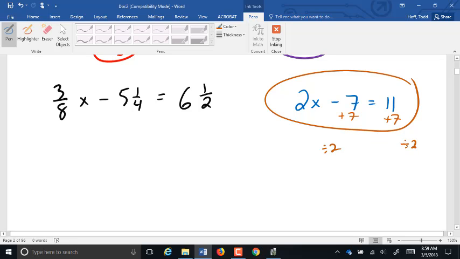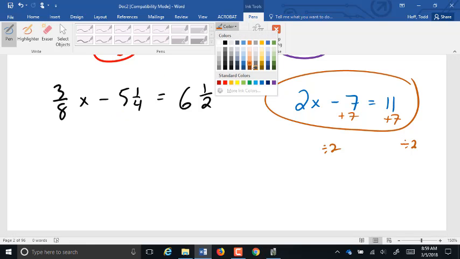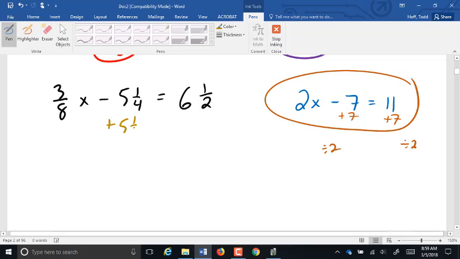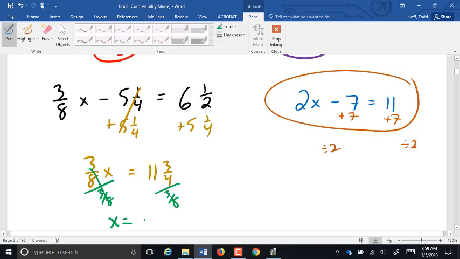Same type of thing happens over here. My first step is going to be to add the 5 1/4. So 3/8 x equals, that adds up to 11 3/4. Then what? Divide by the 3/8. So x equals, we have to do 11 3/4 divided by 3/8.